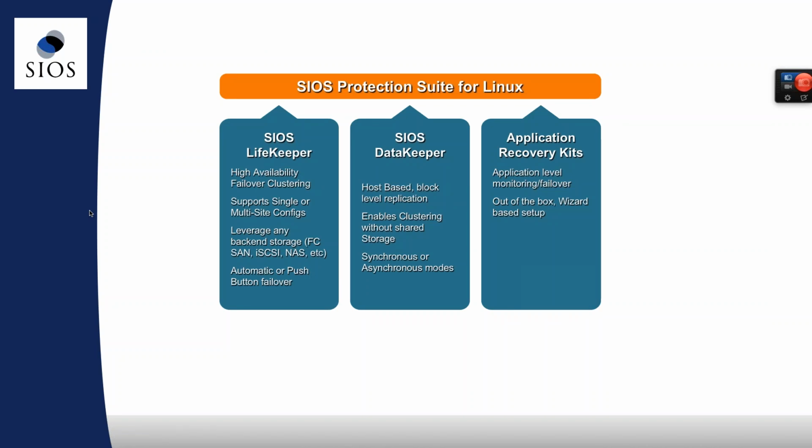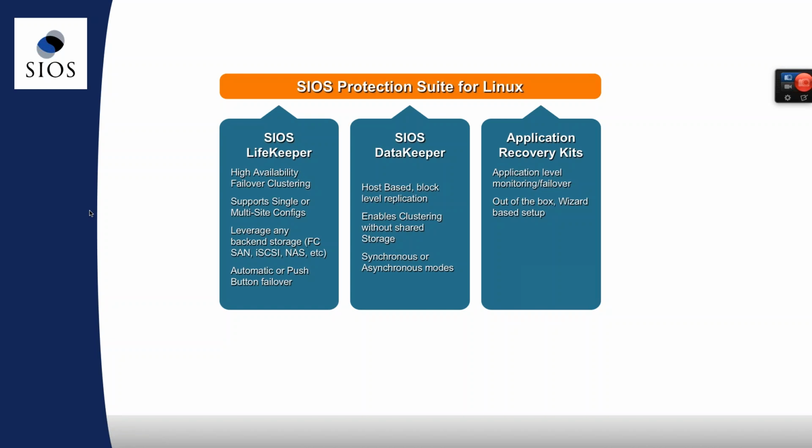We have an HA solution, and we actually have been selling high availability for Linux for quite some time via the SIOS Protection Suite for Linux. What the SIOS Protection Suite is, it includes SIOS DataKeeper. So we still do the block-level replication, synchronous, asynchronous, LAN, WAN, all that is similar to what we have on the Windows platform. But we also deliver the HA component as well.